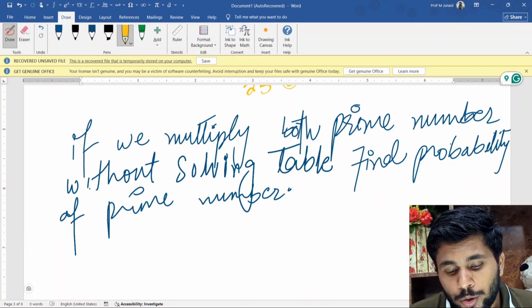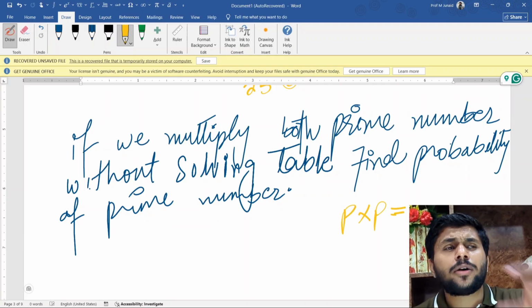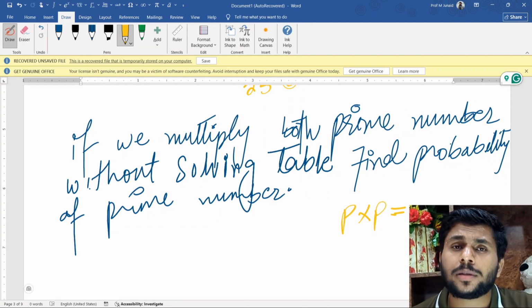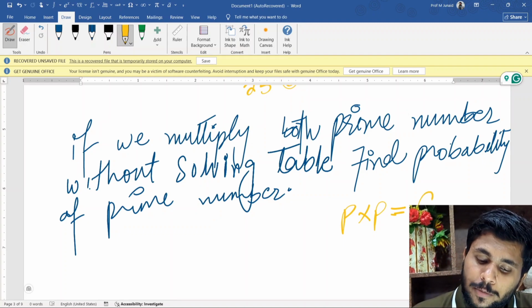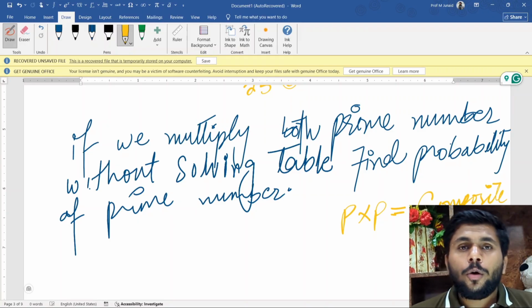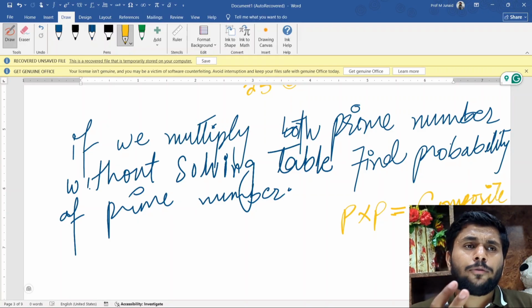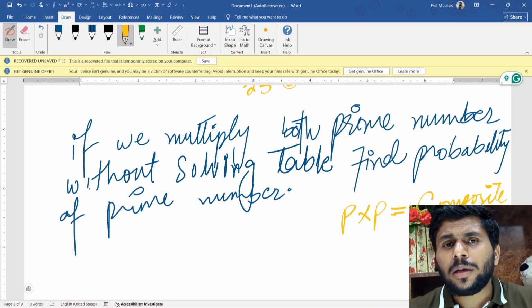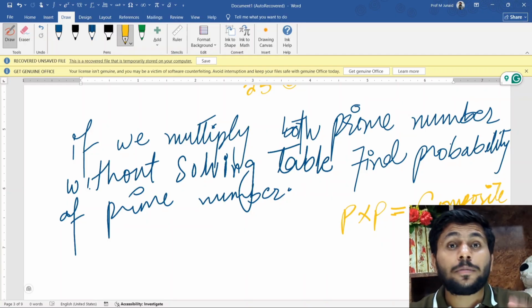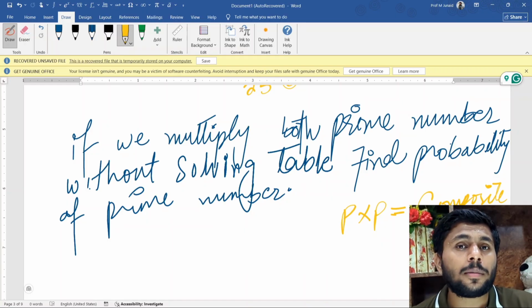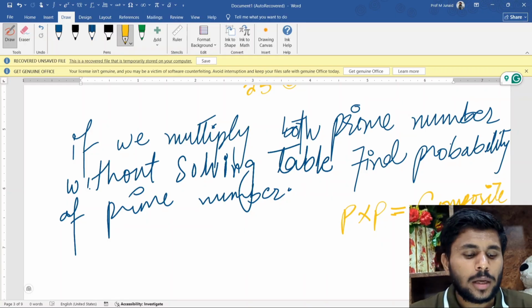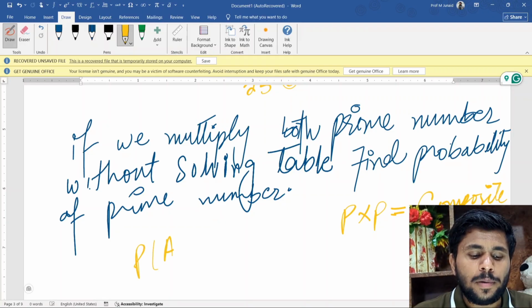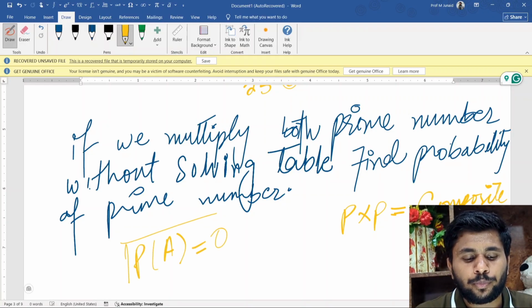The logic is, when you multiply both prime numbers, your answer will never be a prime number. Your answer will always be a composite number. You can take any two prime numbers and multiply them; your answer will never be a prime number, it will always be a composite number. So what is the probability of a prime number when you multiply both prime numbers? Our probability would be equal to 0.